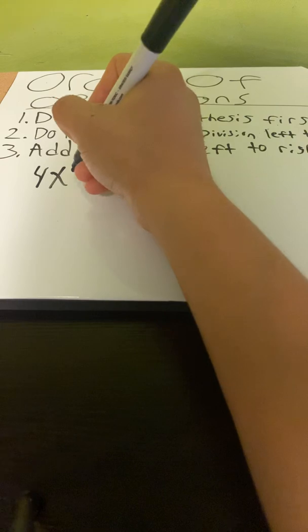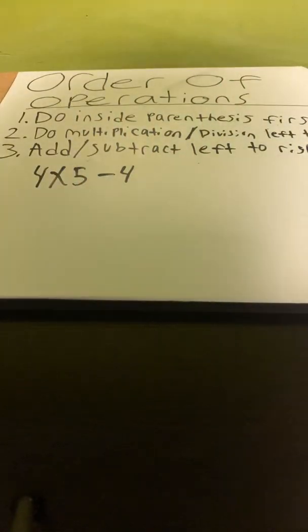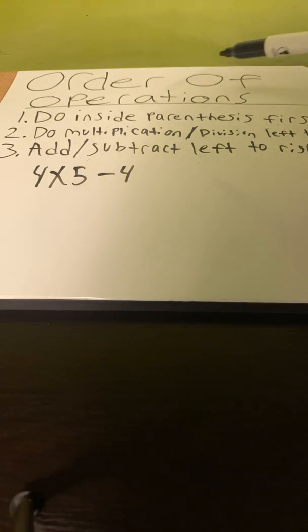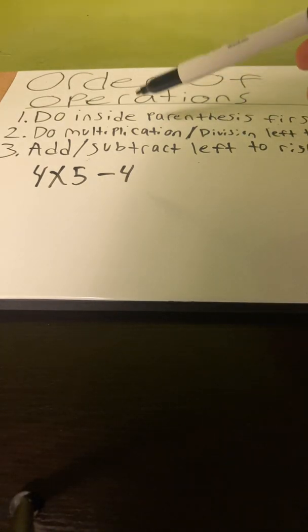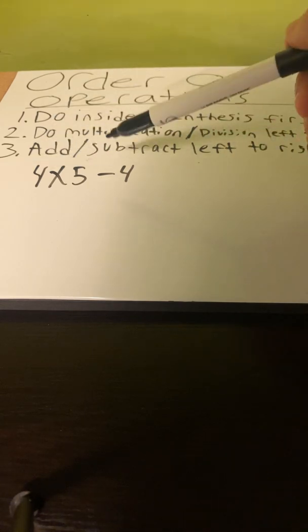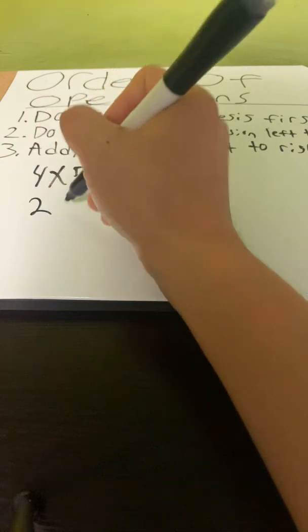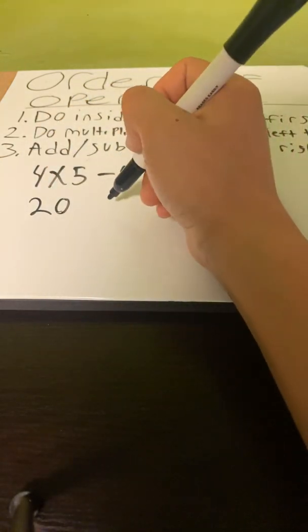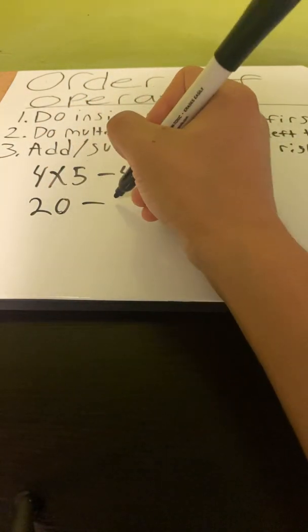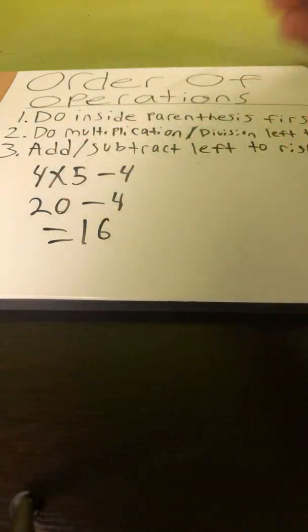So the first problem I have is 4 times 5 minus 4. So what you want to do is do the multiplication first rather than subtract. So you want to do left to right. So 4 times 5 equals 20. Then you want to bring down your minus 4. And that should give you 16 as your answer.